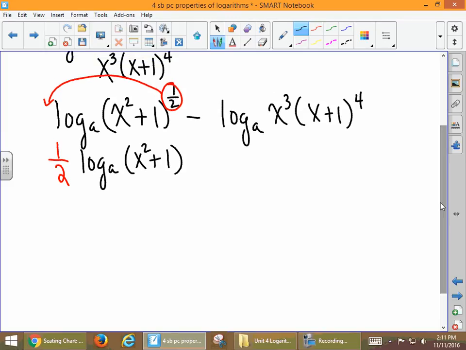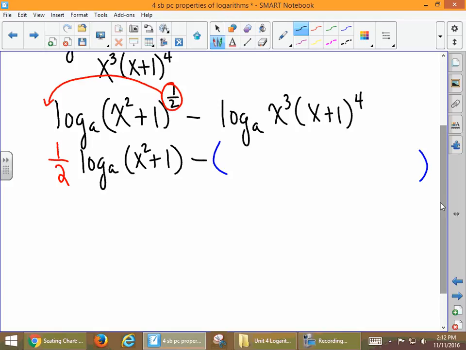But on our other value here, we've got some more work to do. Because this is log base a of x cubed multiplied by x plus 1 to the 4th power. So when we write this here, we're going to have to apply the properties to this. And we're subtracting, so we have to be really careful.